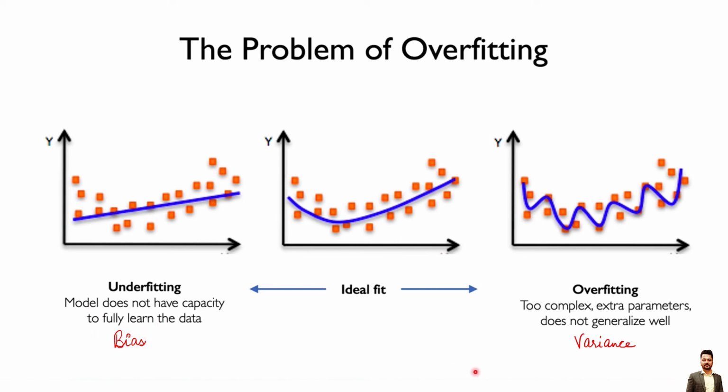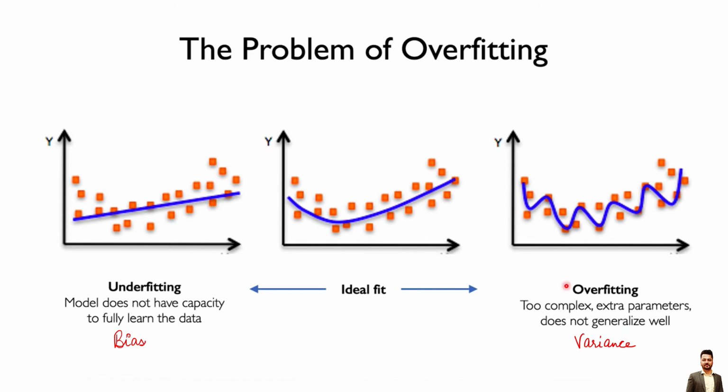And what is variance or overfitting? Variance or overfitting means you are going to each and every point. You are trying your best to touch every point and learn everything, so that whatever comes, I will be able to predict, right. So it is too complex, it has extra parameters and does not generalize well.